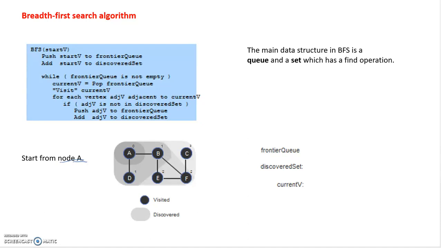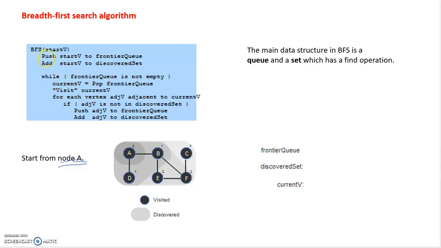In this video, we'll go over breadth first search. The algorithm is given here. It uses a queue data structure as well as a set. The algorithm receives a starting node. In our case, it will be node A as a starting node.